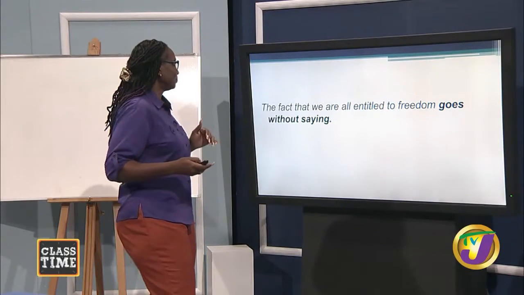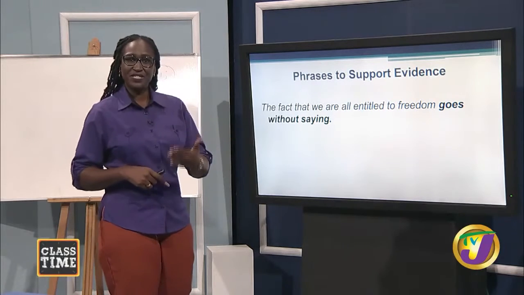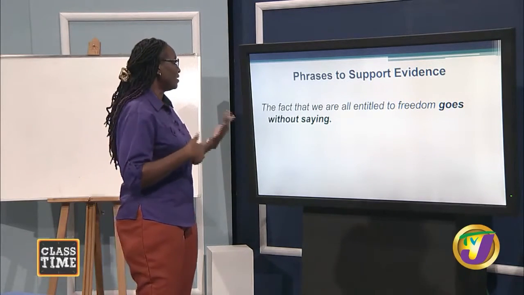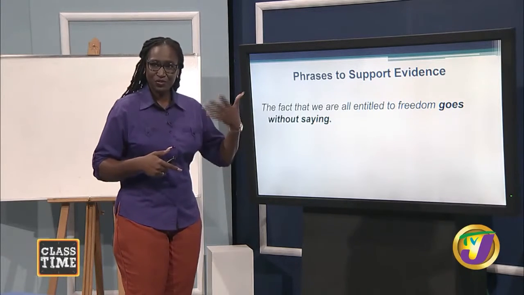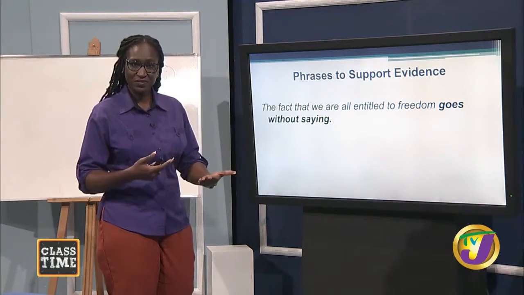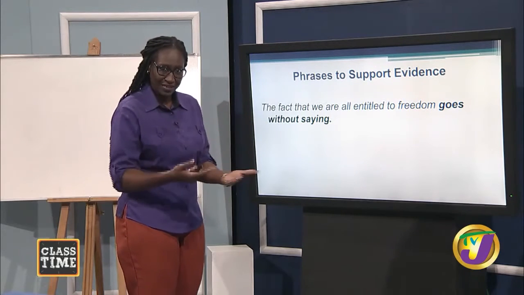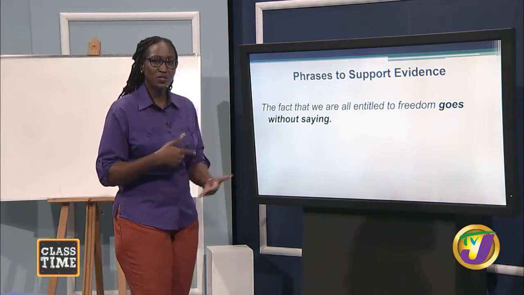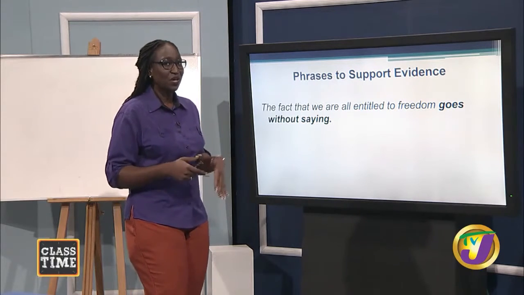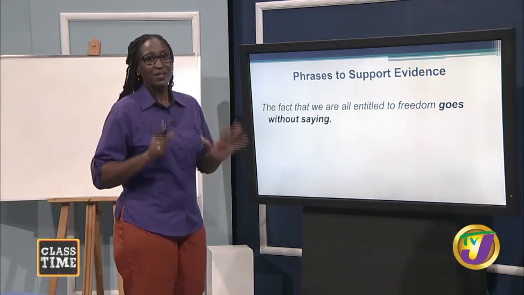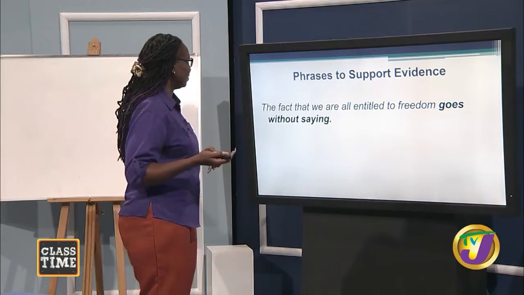Here's the answer. It's a phrase that is being used to support evidence. You would have already said, we are all entitled to freedom. That is your evidence. And of course, based on the fact that you're bringing forward that idea, you're going to say it goes without saying. It is a natural conclusion. We are all entitled to freedom. We don't need to talk about it anymore. That is it. Let's look at another one.